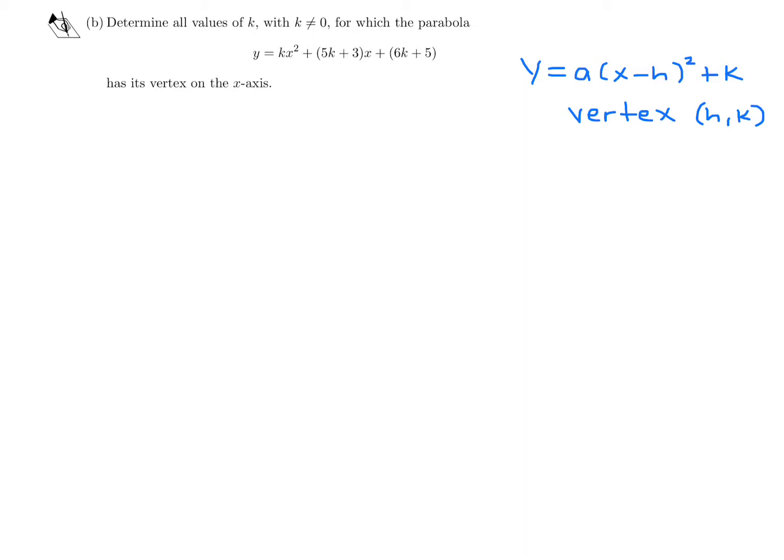So there are several approaches to this question. I'll just do it the way I like to, which is I want to convert this into this form. If I do that, then I can hopefully just look at the h and the k, and then I can solve for k. Don't get confused, terrible that I've used k and k, but don't worry, it'll make sense. So how do I get this into this form? Well, we do that by completing the square.